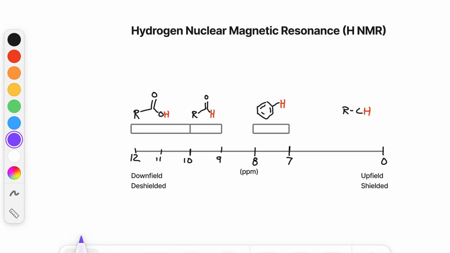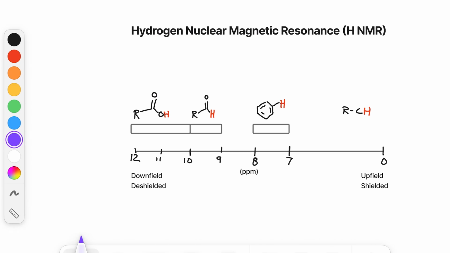Just to label which side is which, we call the right side upfield, and we call the left side downfield. I also have them labeled as shielded and de-shielded. So let's talk about that. The shielding versus de-shielding is what puts each molecule in its upfield or downfield position. So what is shielding? With NMR, I want to emphasize that we are focusing on the hydrogens.